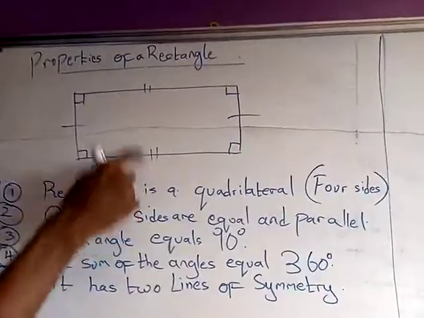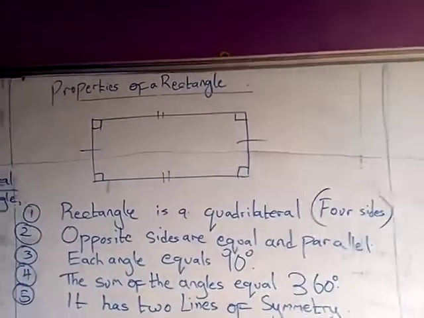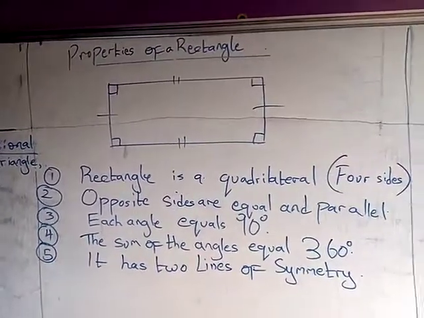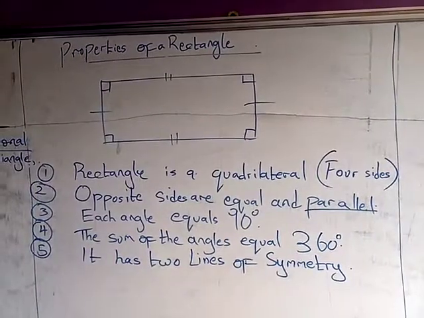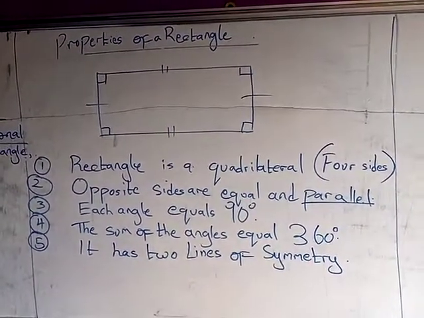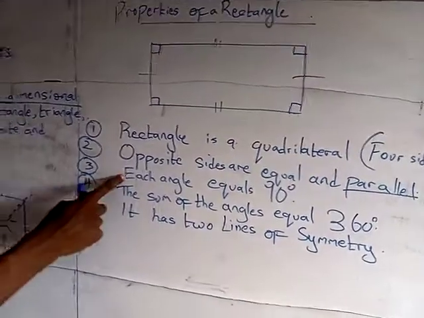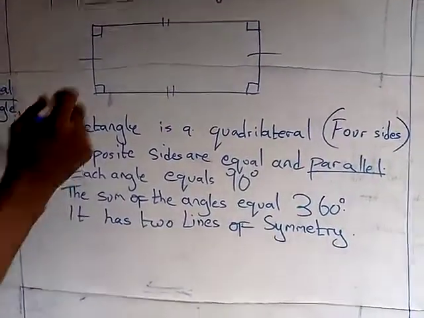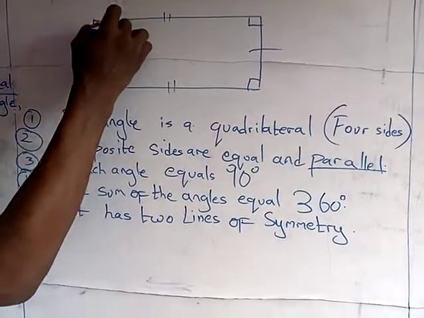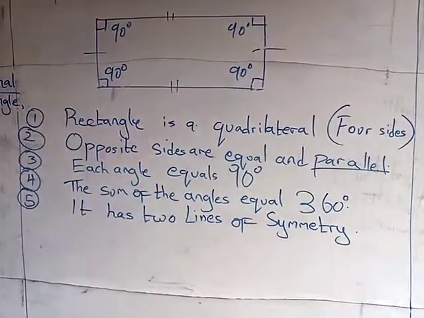You can see these sides and these sides, they are equal. This side and this side, they are equal. And they are also parallel because they are facing the same direction. That's the meaning of parallel. So that is a property of a rectangle. Each angle equals 90 degrees. Each angle of a rectangle equals 90 degrees.